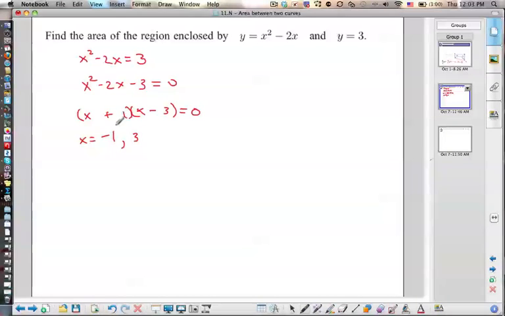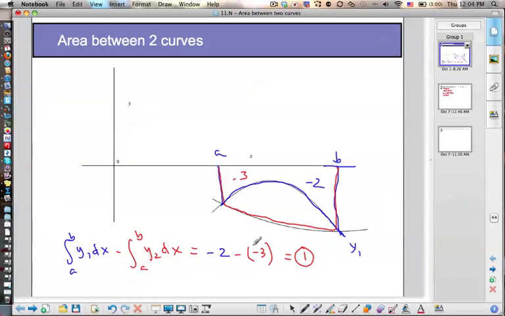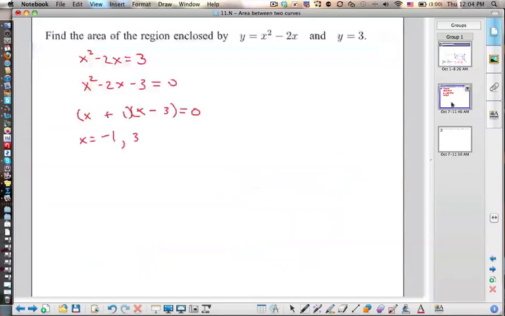Here's something going on here, which is maybe you don't know which one is on top. Actually, it doesn't even matter, because if I switched these, -3 minus -2, I'd get -1. You know that there can't be negative areas, so we just make it positive. We know that this one goes through 0, 0, so I'm pretty sure that this one's on top.